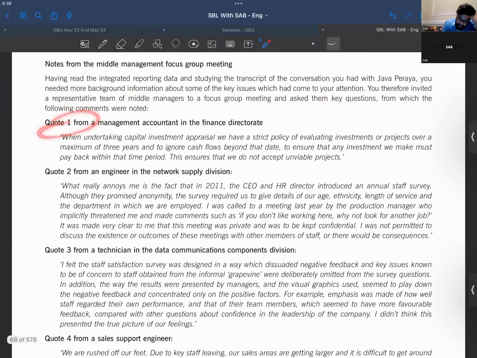Quote one, from management accountant in the finance directorate. When undertaking capital investment appraisal, we have a strict policy of evaluating investments or projects over a maximum of 3 years, ignoring cash flows after that, to ensure that any investment we make, we must pay back within that time. So their payback is approximately 3 years, I guess, right? This ensures that we do not accept unviable projects.